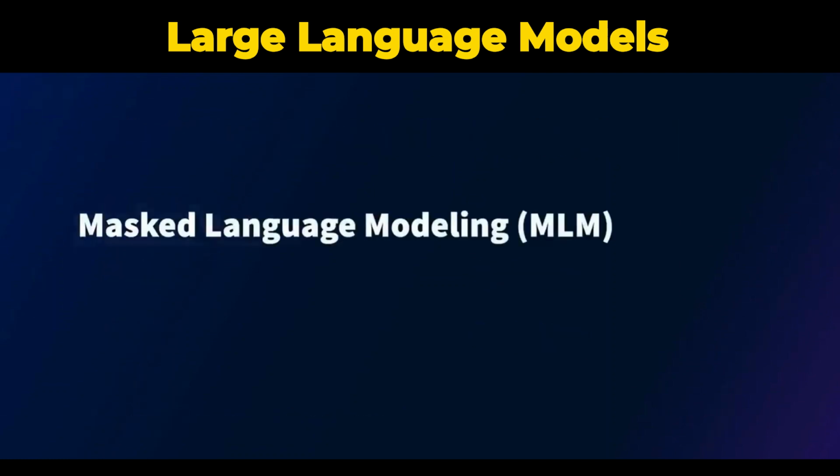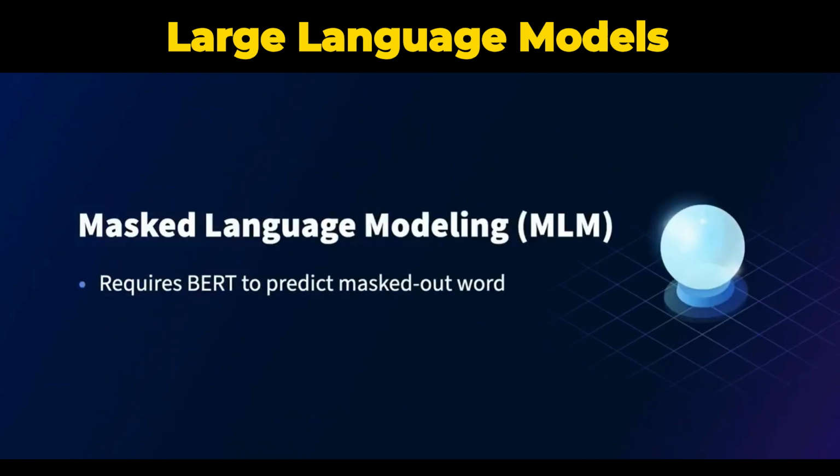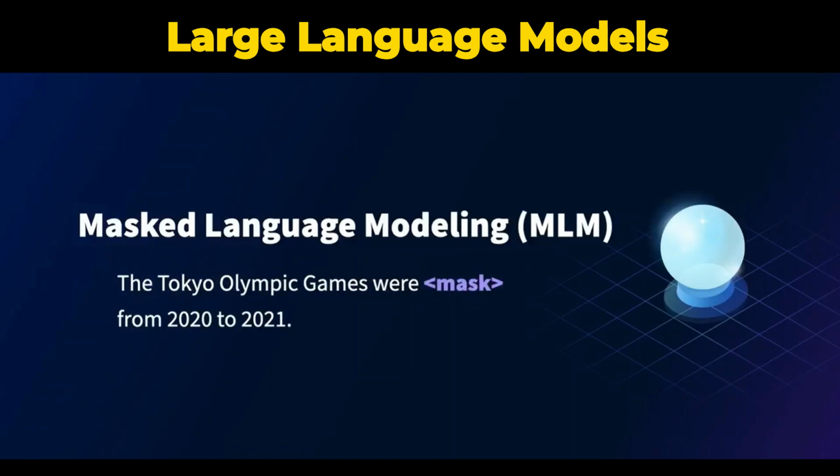Let's take a look at an example. The MLM task requires BERT to predict the masked out word. So, the Tokyo Olympic Games were something from 2020 to 2021. The answer here is that the Tokyo Olympic Games were postponed from 2020 to 2021. If BERT doesn't guess "postponed" during training, the weights in the network get adjusted so that it's more likely to guess this word the next time round.